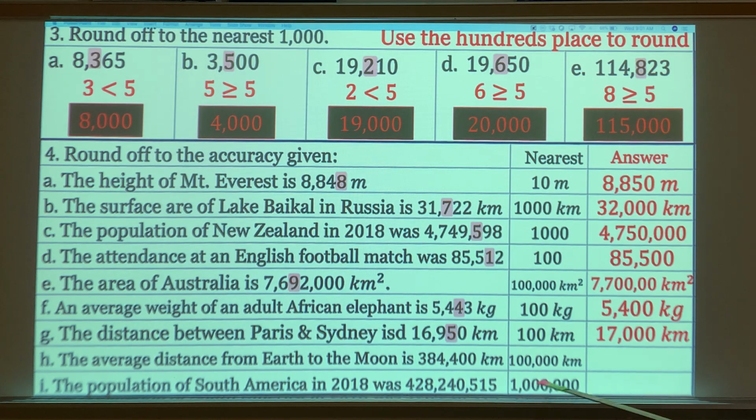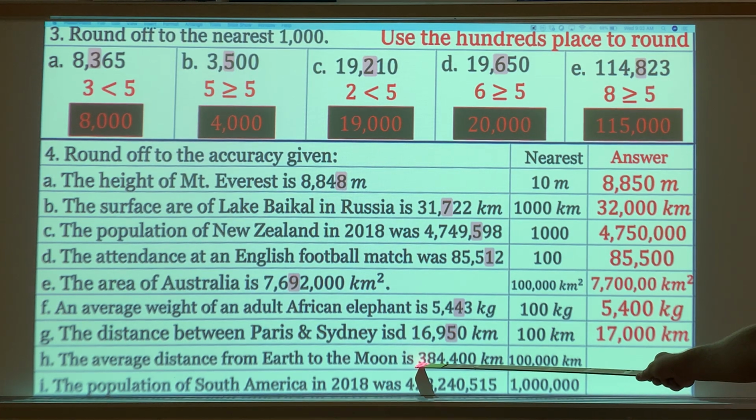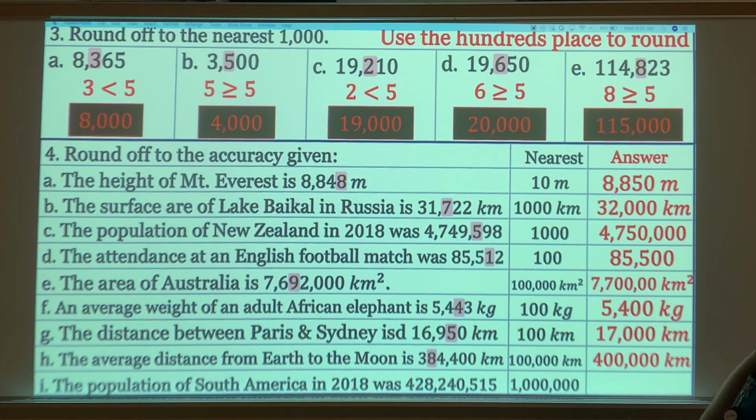384,400 kilometers, round to 100,000. So it's either going to be 300,000 or 400,000. Since the 8 is greater than 5, you're going to have 400,000 kilometers.